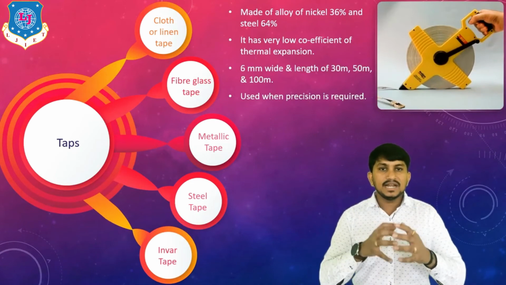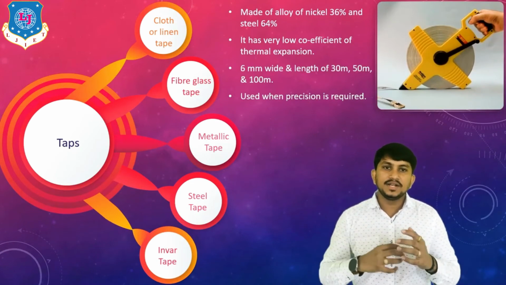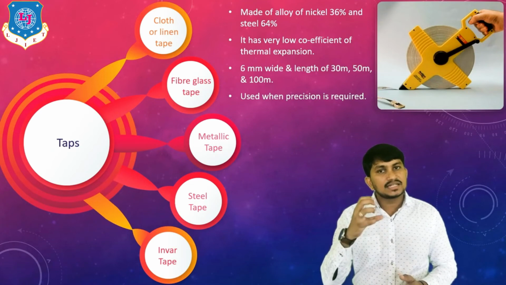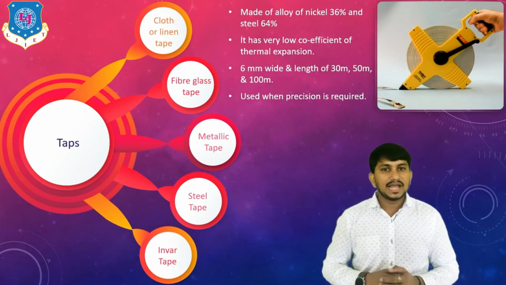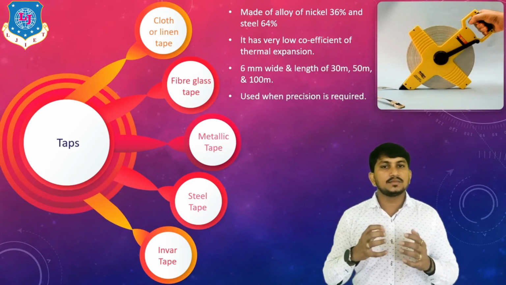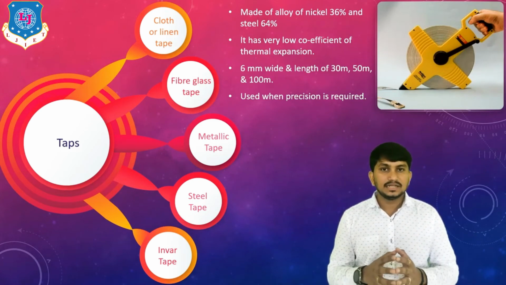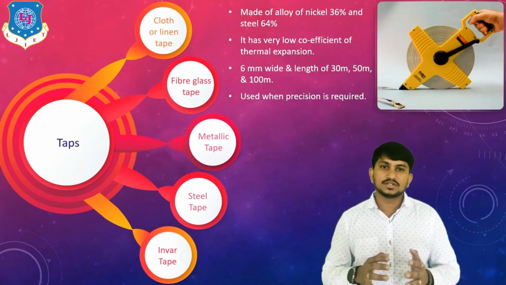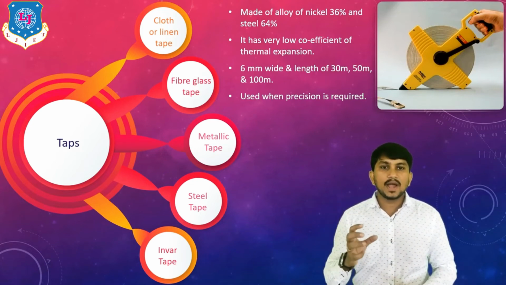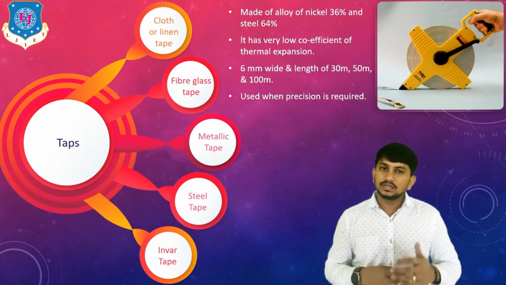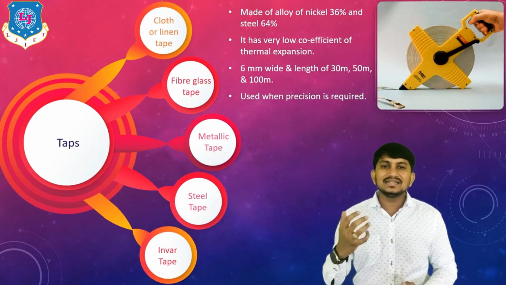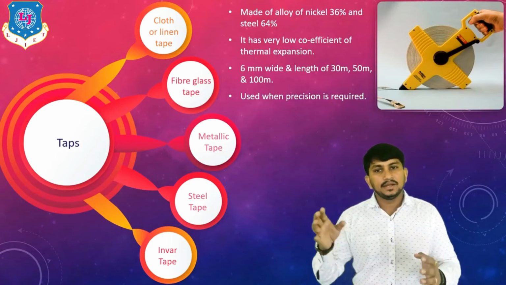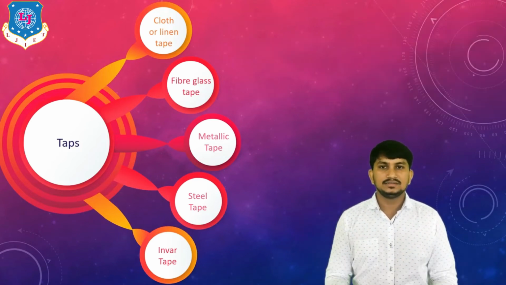The last type of tape is invar tape. It is the combination of steel and nickel, steel having 64 percent and nickel about 36 percent. It has very low coefficient of thermal expansion, means there is no change due to temperature. It is 6 mm wide and having length about 30 meter, 50 meter and 100 meter. It is used when precision is required. It's the most accurate tape among these four tapes. This is all about tape.